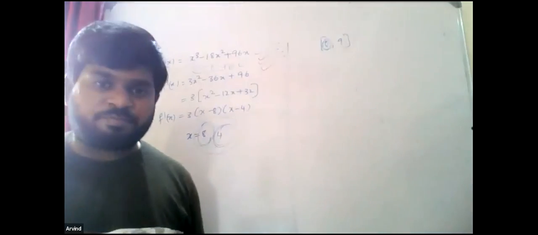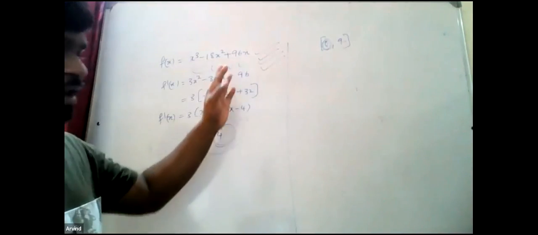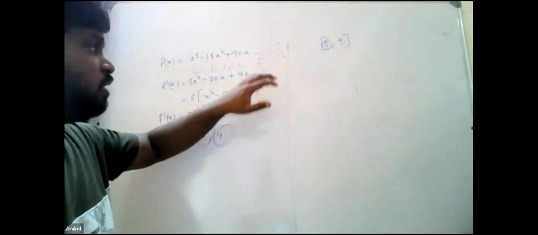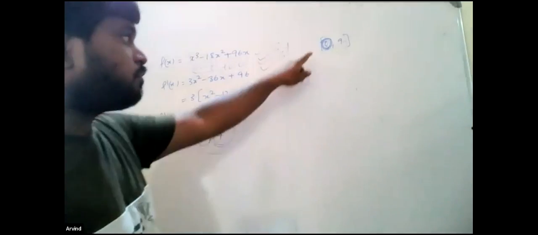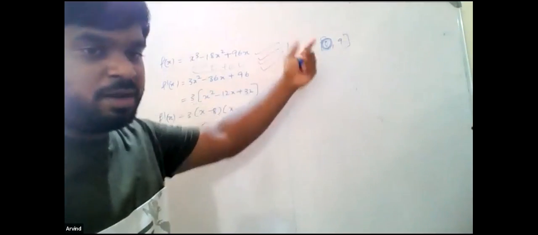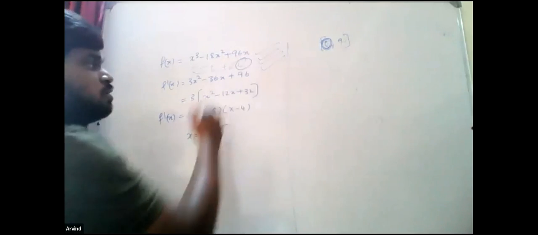You can verify it. You can just give it and verify it. You won't get any values lesser than this. Therefore, at this point, we get the minimum value, and the minimum value is also 0.